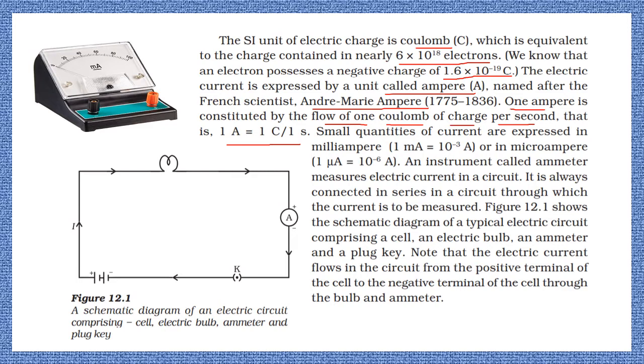Small quantities of current are expressed in milliampere or microampere. 1 milliampere is equal to 10 to the power minus 3A, or 1 microampere is equal to 10 to the power minus 6A. And the instrument that is used to measure the current is ammeter. Here you can see ammeter.